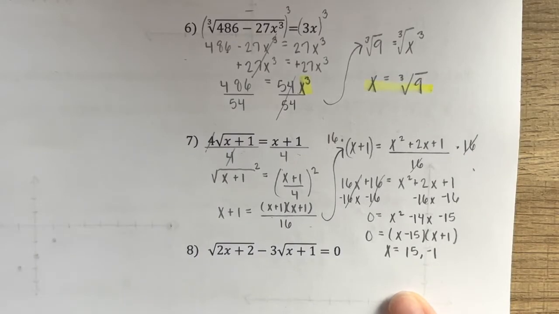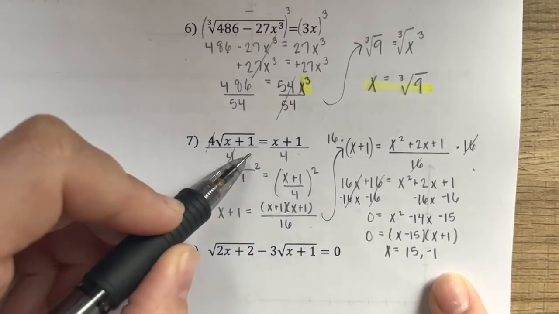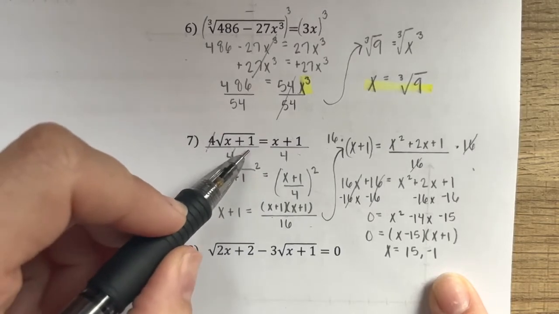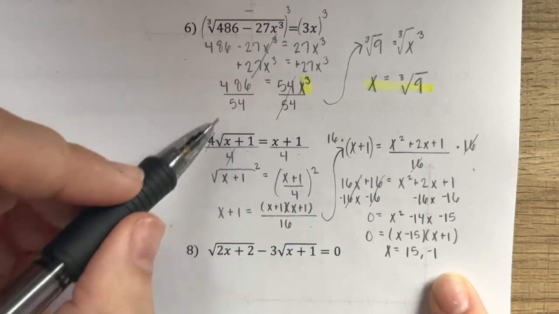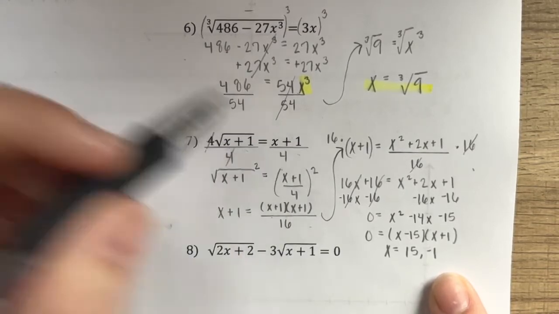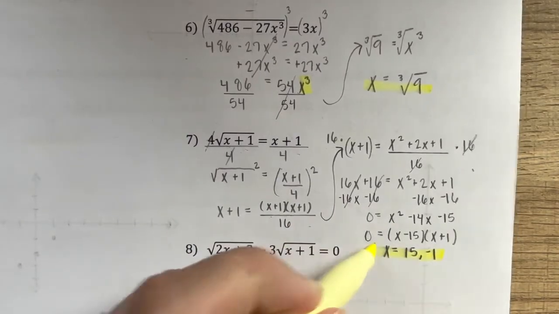And then for negative 1, 4 times the square root of negative 1 plus 1. Negative 1 plus 1 is 0. The square root of 0 is still 0. Times 4 is still 0. So the left side is 0. And then negative 1 plus 1 is also 0. So we're good on both of those.